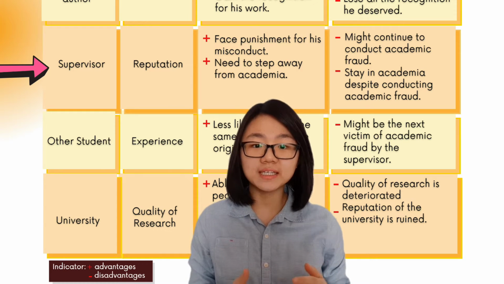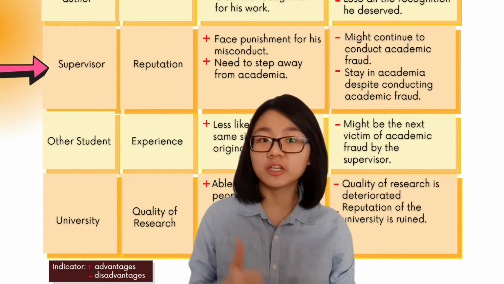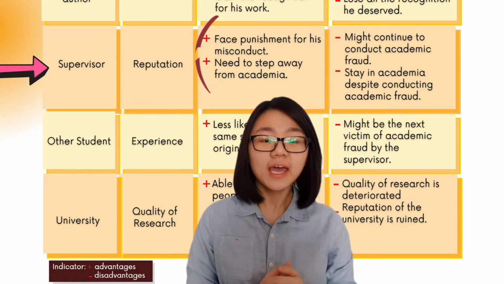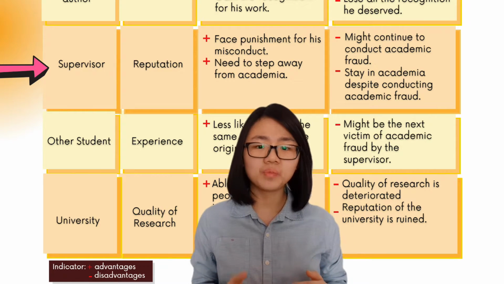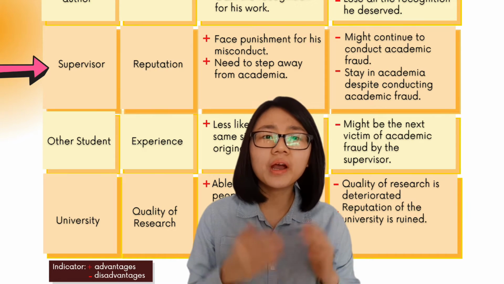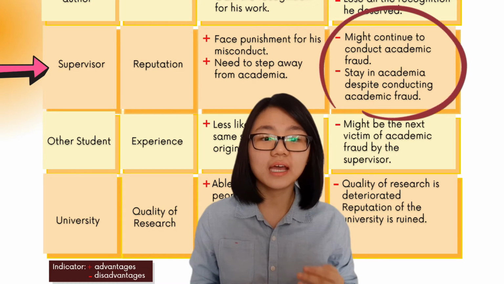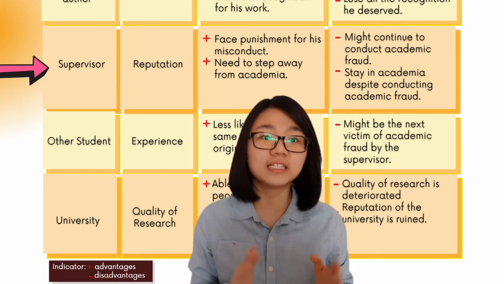As for the supervisor, if the original author decides to complain about him, he will have to face punishment for his academic misconduct and need to step away from academia. On the other hand, if the student chooses to keep silent, this will bring harm, as the supervisor might continue to conduct academic fraud, yet he can still stay in academia.